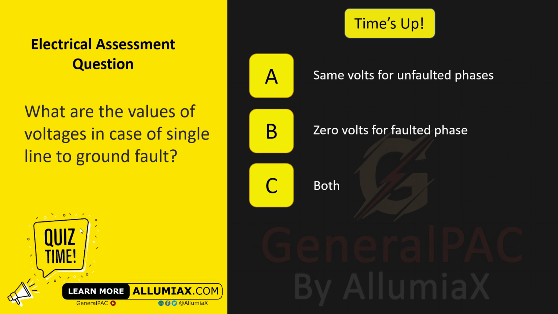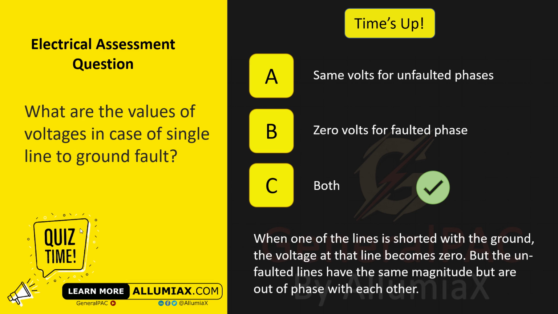Time's up. The answer is C. Both. When one of the lines is shorted with the ground, the voltage at the line becomes 0, but the unfaulted lines have the same magnitude but are out of phase with each other.